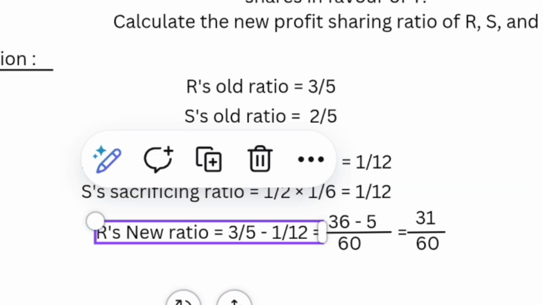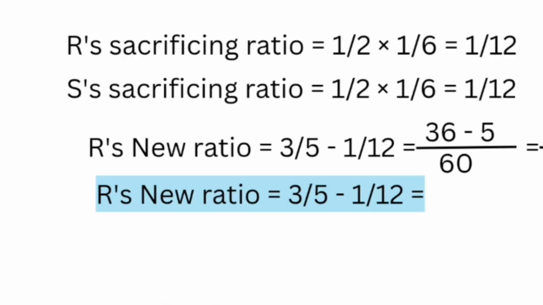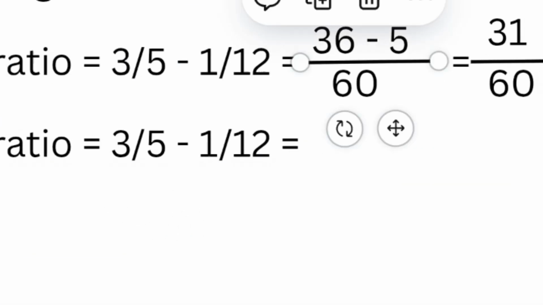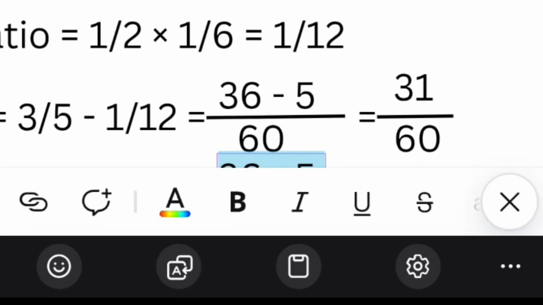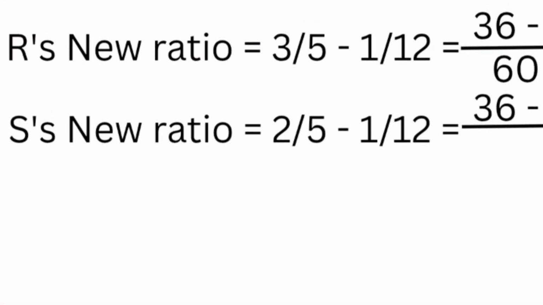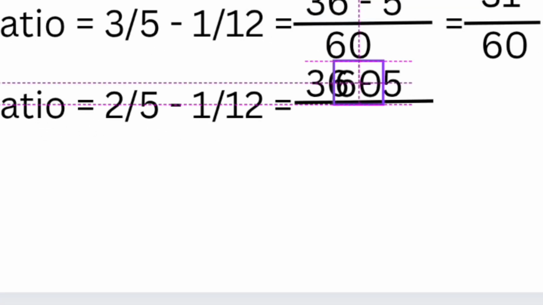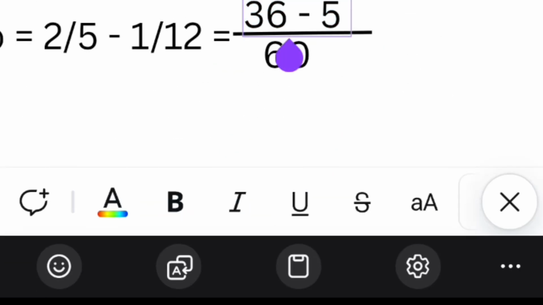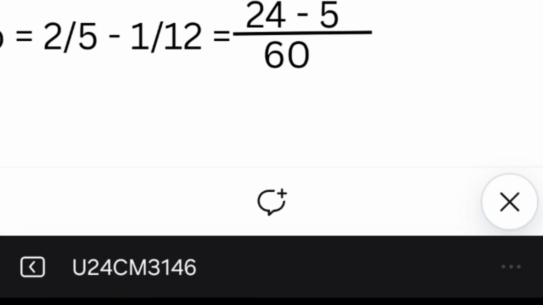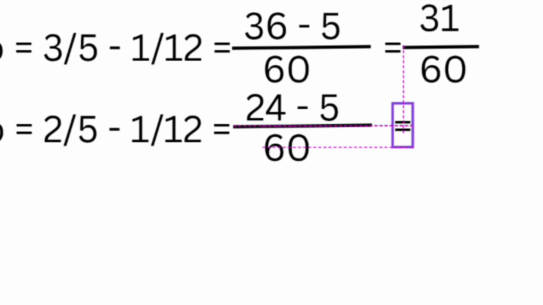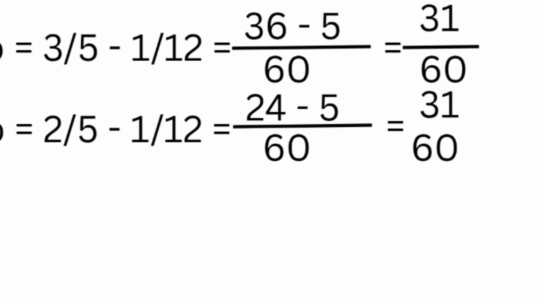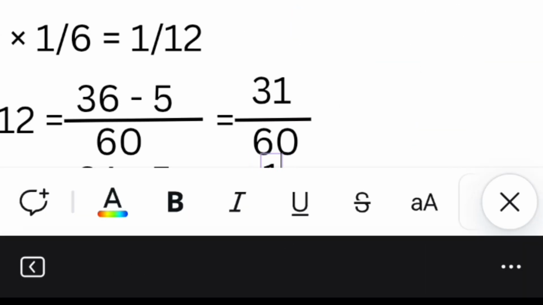Now we'll calculate S's new ratio. The denominator here will also be 60. So 2 into 12 will be 24. 24 minus 5 will be 19.